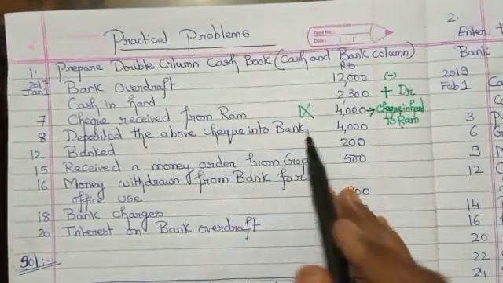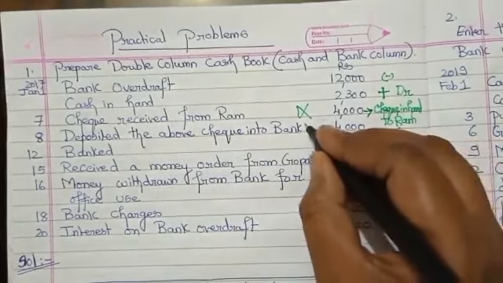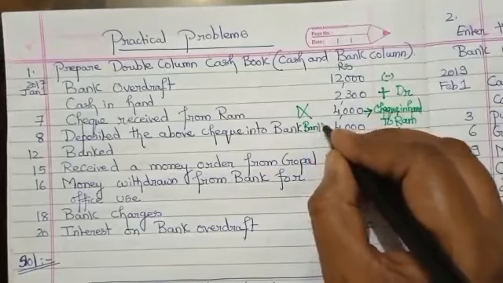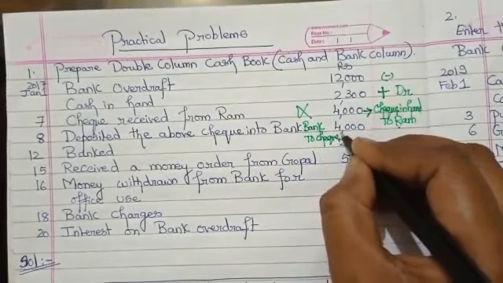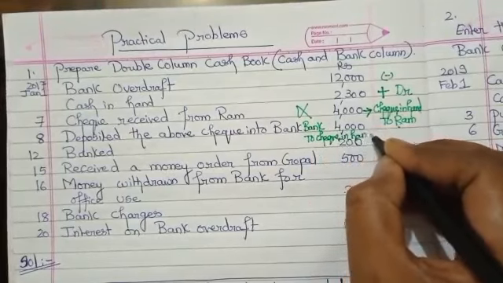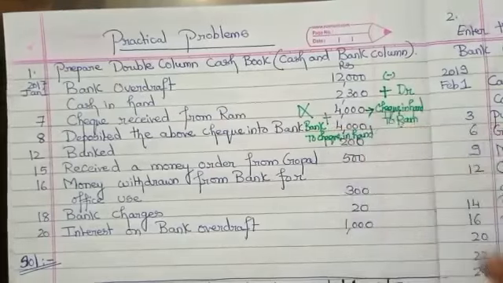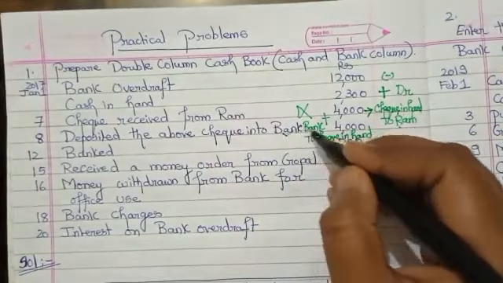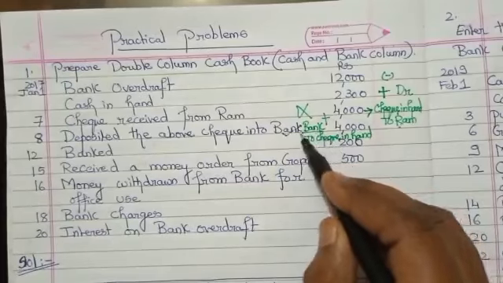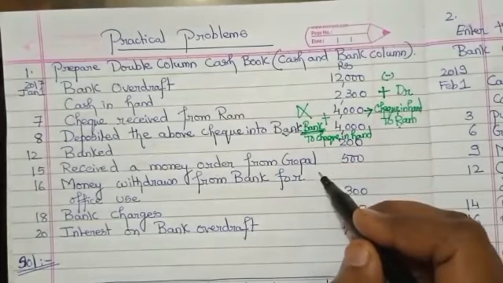Deposited the above cheque into bank. What will be the journal entry? Bank account debit to cheque in hand. So here the bank account will increase, because the cheque which is in hand will be deposited on the 8th into the bank.